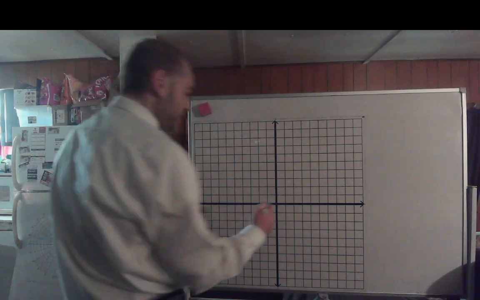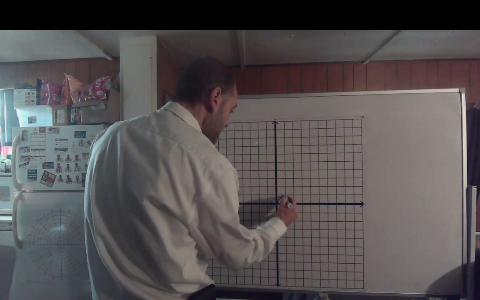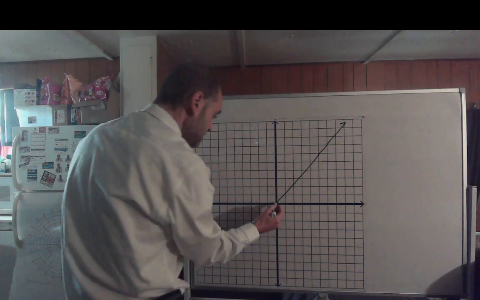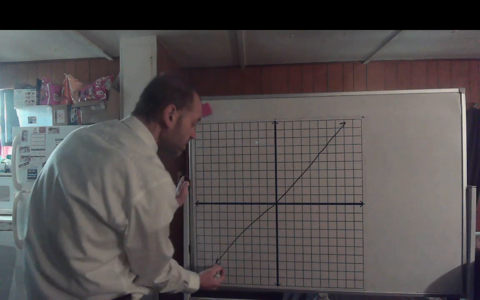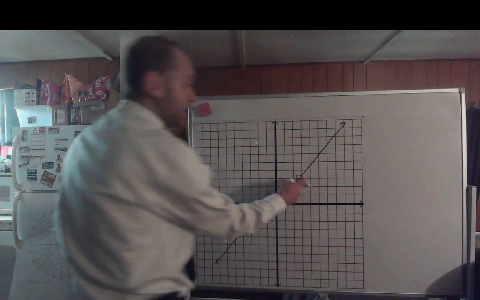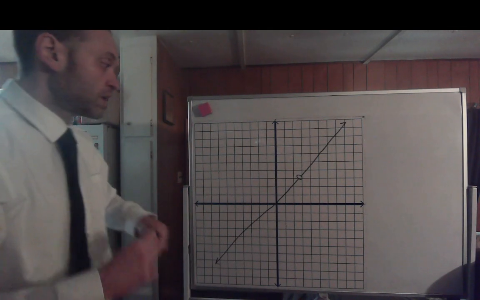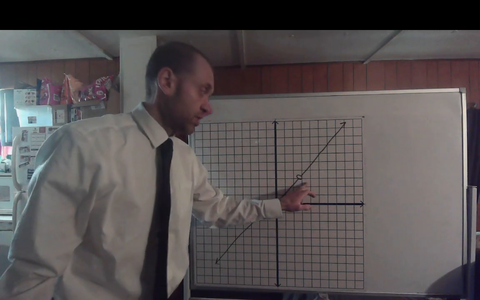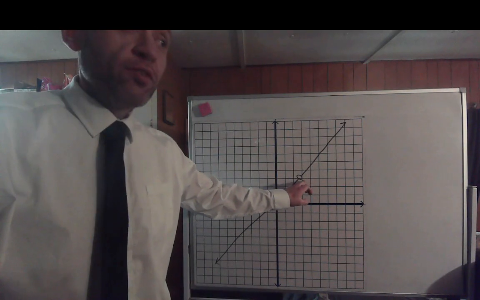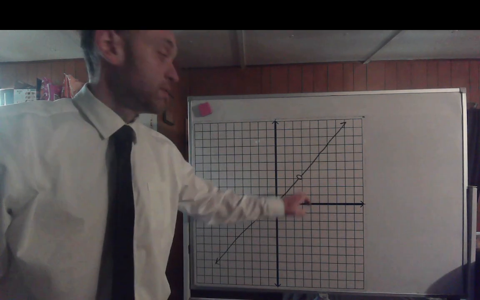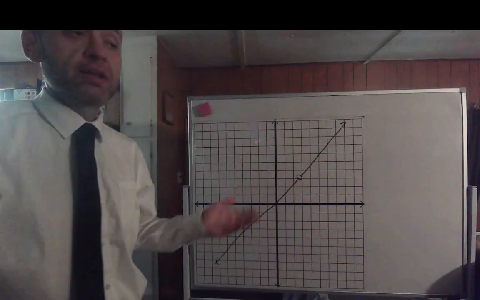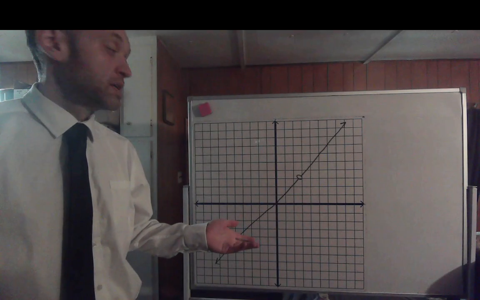So let's say I got some line, except right here I have a hole. I have a hole right here in the line. If you see a hole in a graph where it's not defined, that's what's called a removable discontinuity. A hole is a removable discontinuity. That means it can be removed, simply put.